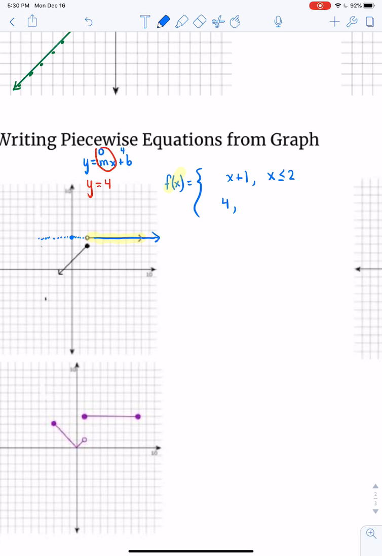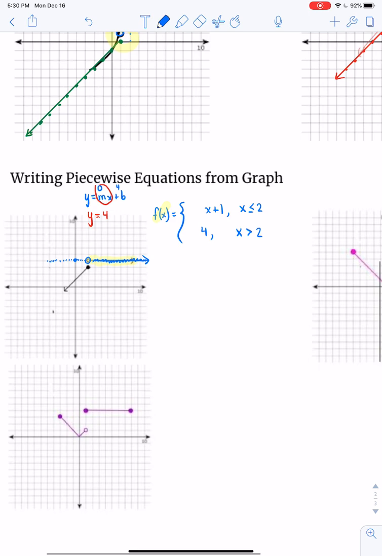When does it stop being true? Whenever x is right here. And what's that x coordinate? That's x equals 2. So for all these points here for x, these are all the points that are greater than 2. So we write x is greater than 2. So we've sort of reverse engineered this to describe what's happening in the graph.